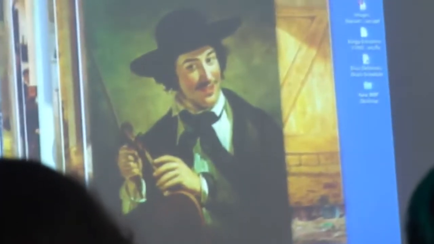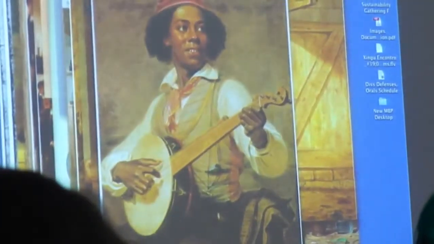Let's look at a few more of his portraits of fiddlers and banjo players. His 1856 portrait of a black banjo player is iconic, and if you've seen any painting by Mount, you've probably seen this one, although you may not know that he did.